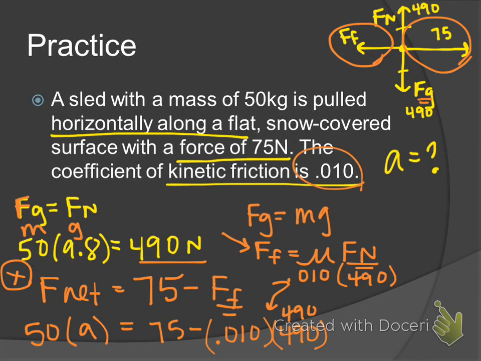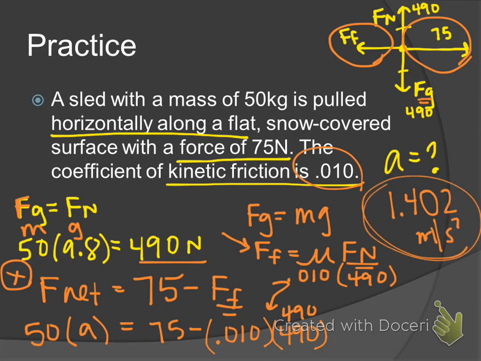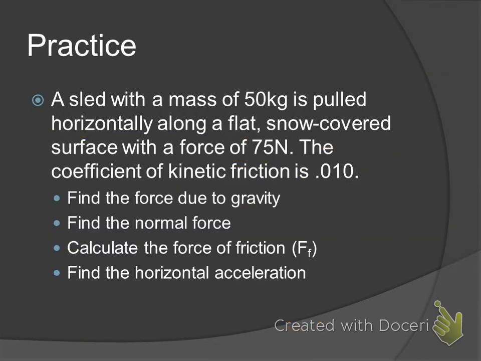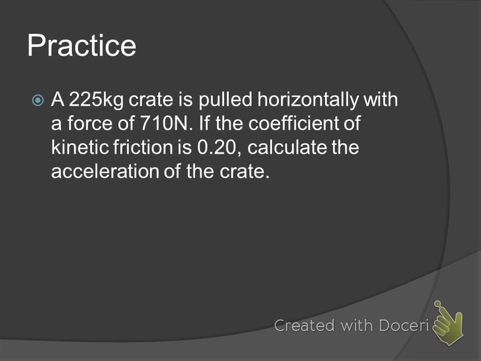So did we get our acceleration at 1.4? Yeah, 1.402? The frictional force always has to be less than normal. Okay, so these are kind of the general steps that we took. We found the force of gravity, then the normal force, and then that allowed us to calculate the force of friction, and then we were able to plug it in and solve for the net acceleration. So yeah, these steps will usually take you through most problems. So try this one on your own. Okay, very, very, very similar to the one that we just did.